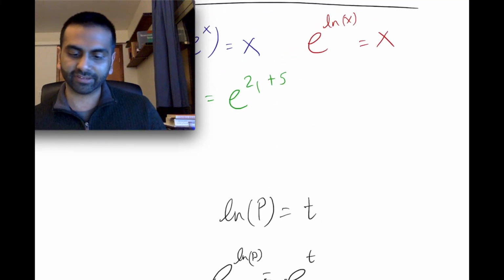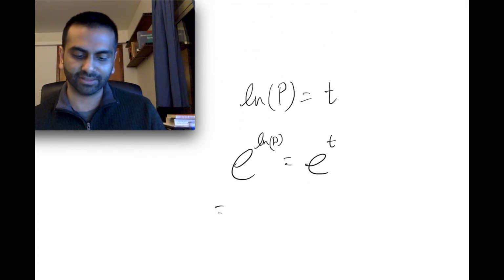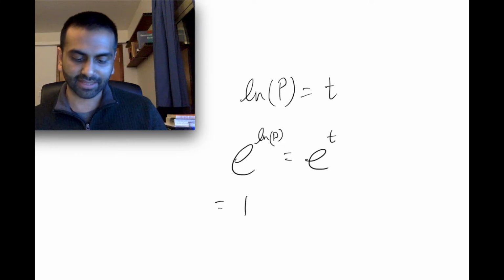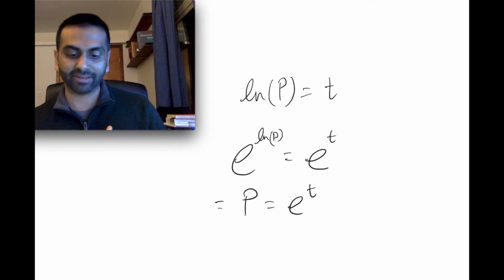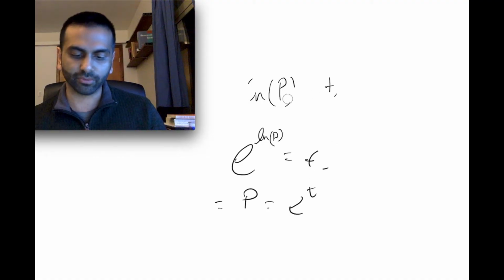And our rule here says that e to the ln of something is just that something. It's like these two cancel out and this becomes the main thing that it is. So here, e to the ln of p, the left-hand side, is just p, and this is e to the t. So there you go. You basically got it out of the ln. So that's how that other rule works.